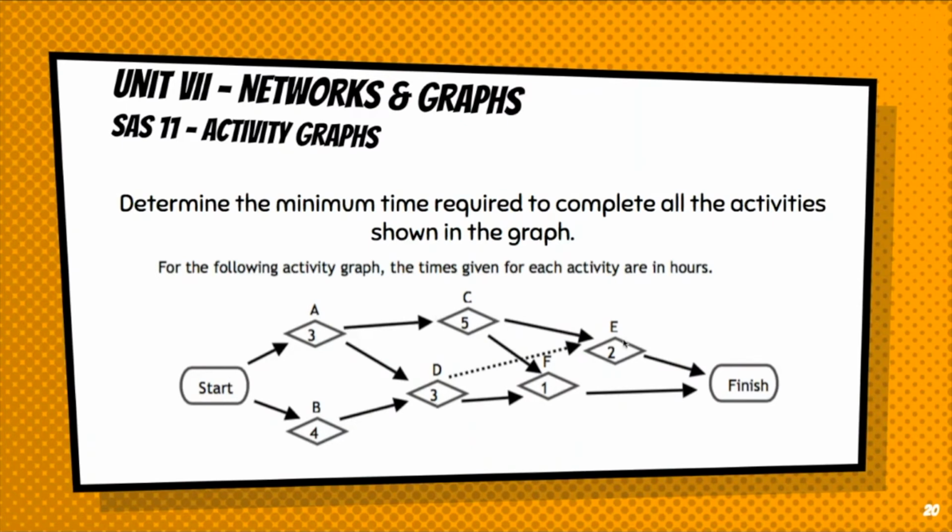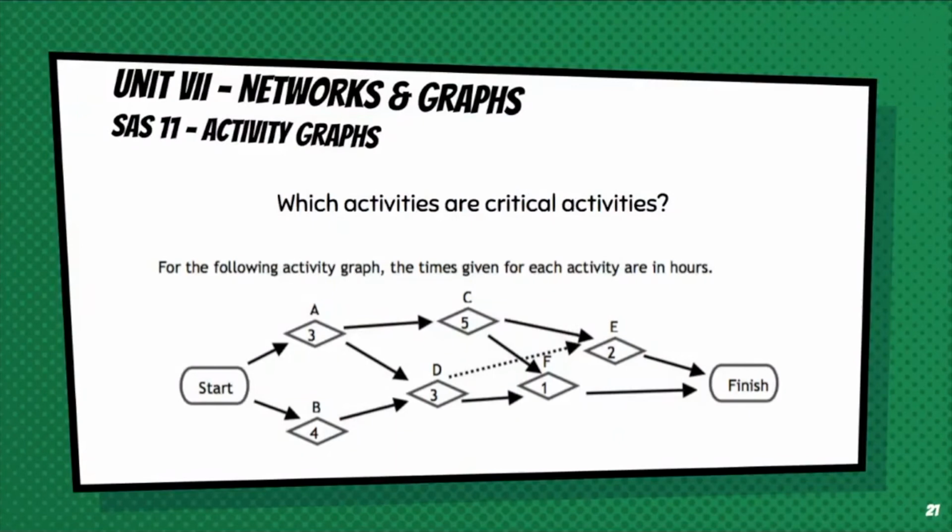So our minimum time of completion, in order to complete all activities, we assume, first of all, that all activities happen simultaneously. Okay? So if that's the case, the minimum time for completion would be the longest time pathway in the activity graph, and that is ACE, or 10 hours. All right? It also means that all activities on that minimum pathway, ACE, are considered what? Which activities are critical activities?